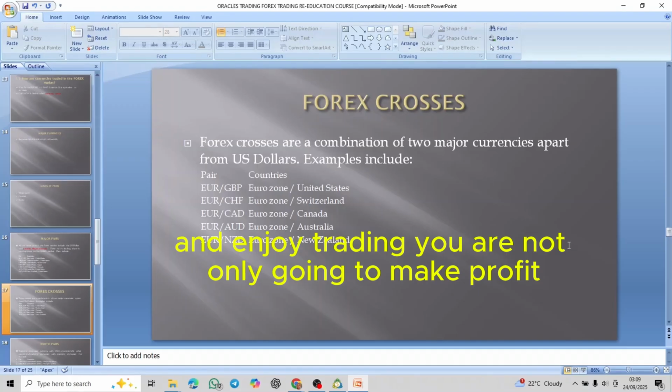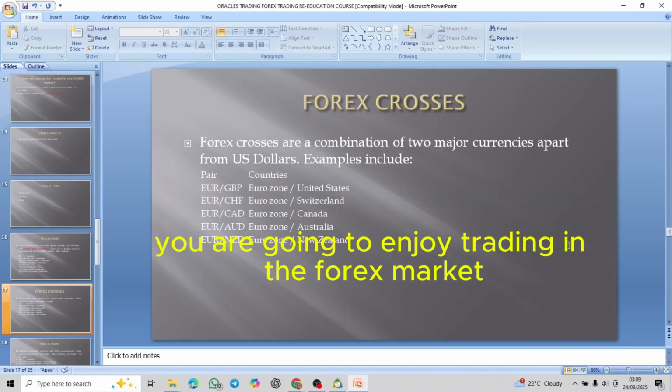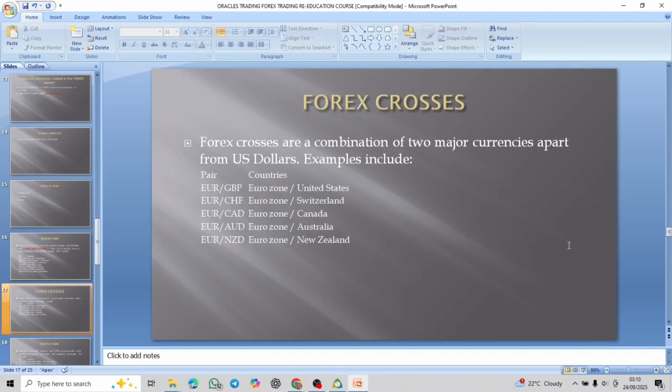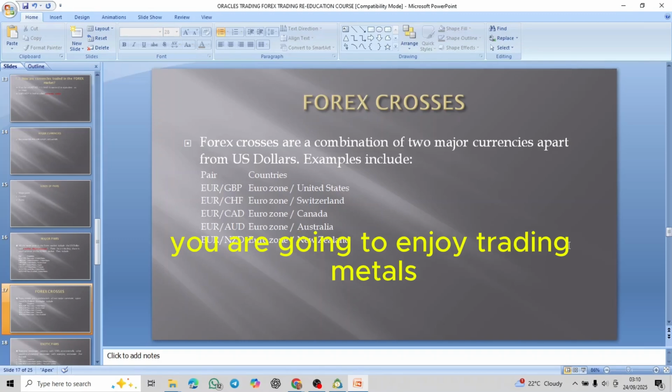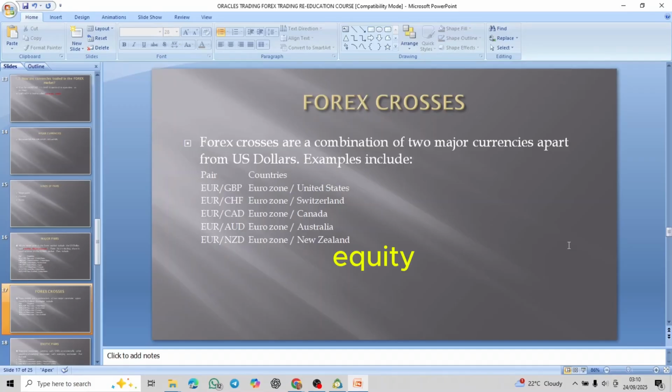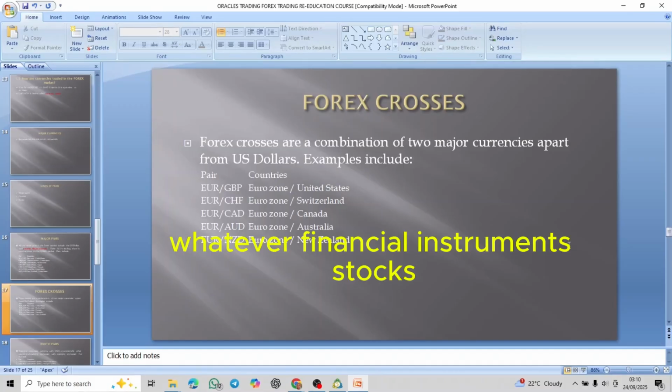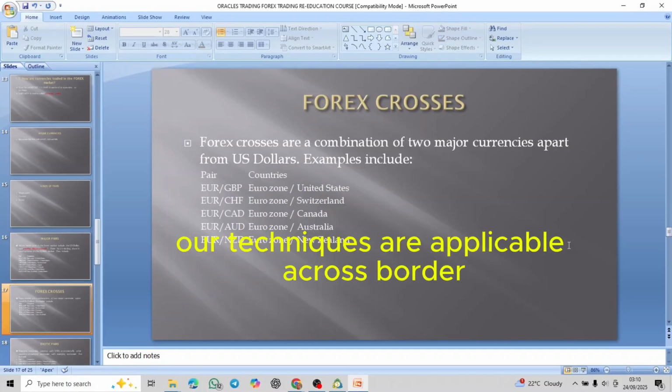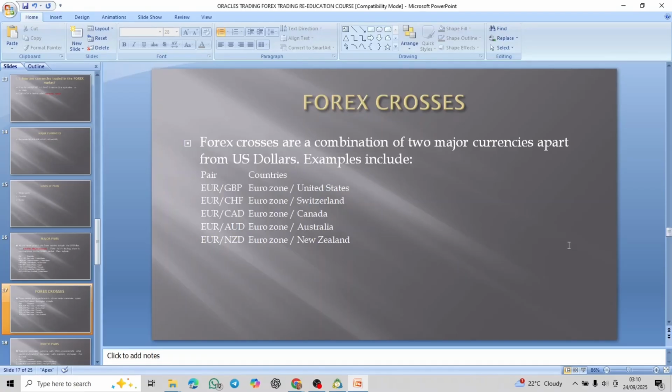You are not only going to make profit, you are going to enjoy trading in the forex market. You are going to enjoy trading metals, equities, stocks, whatever financial instruments. Our techniques are applicable across borders in the financial market.